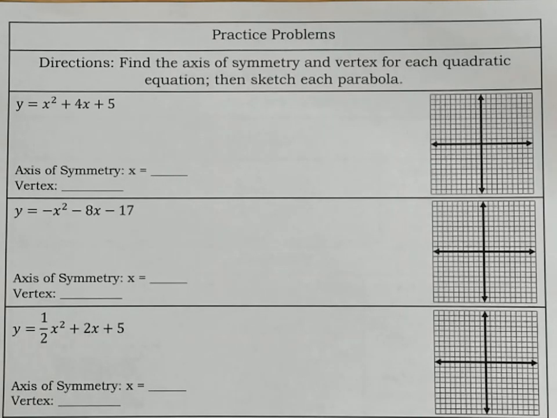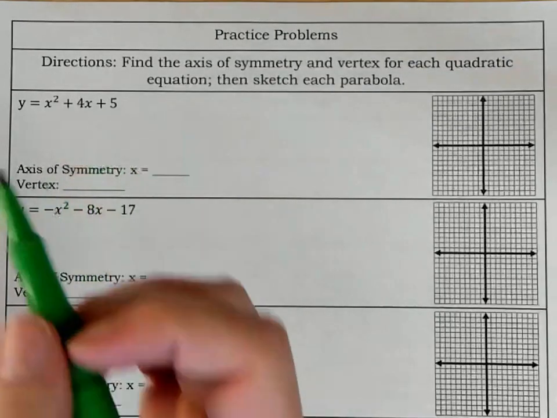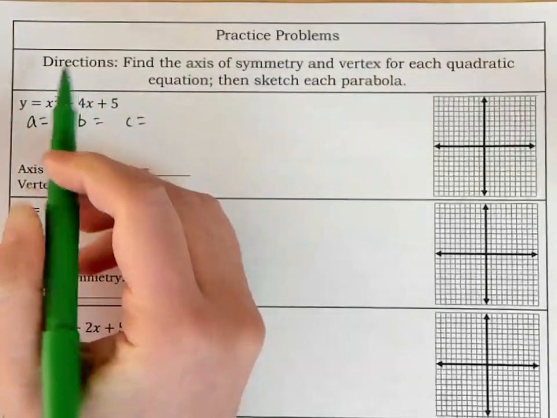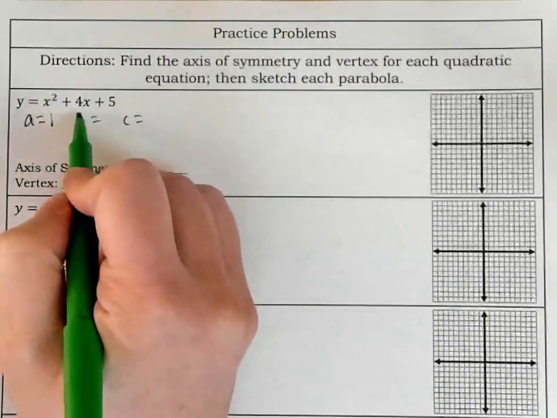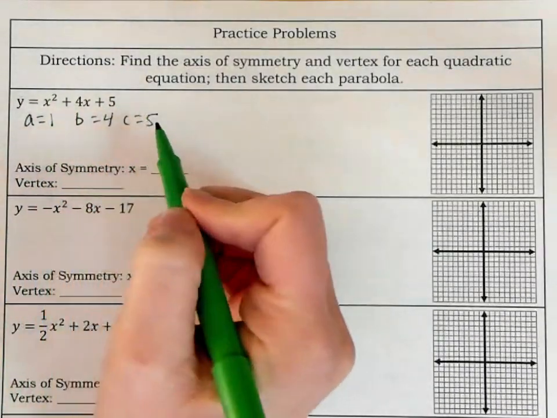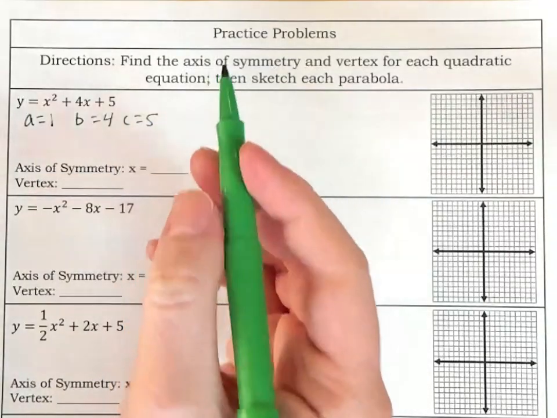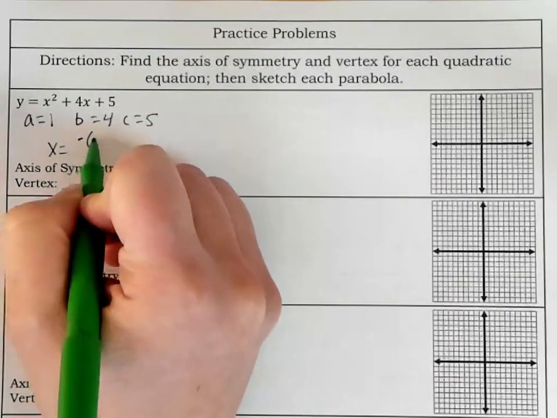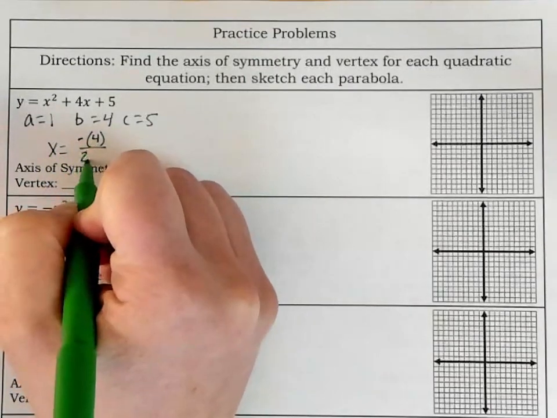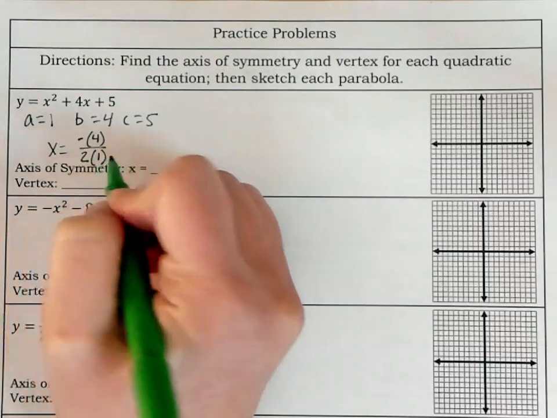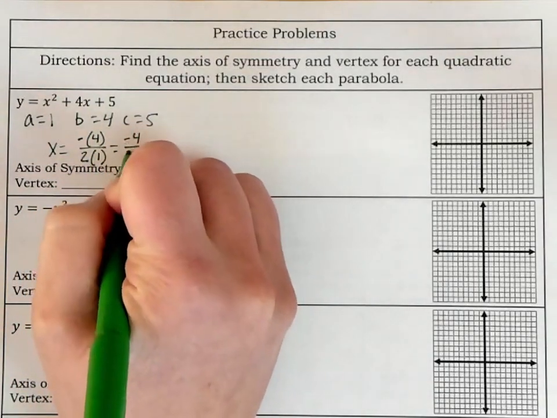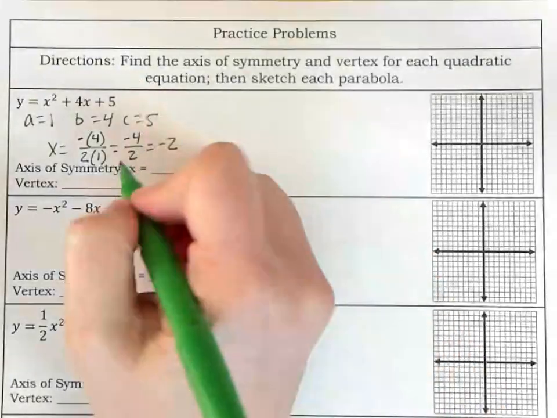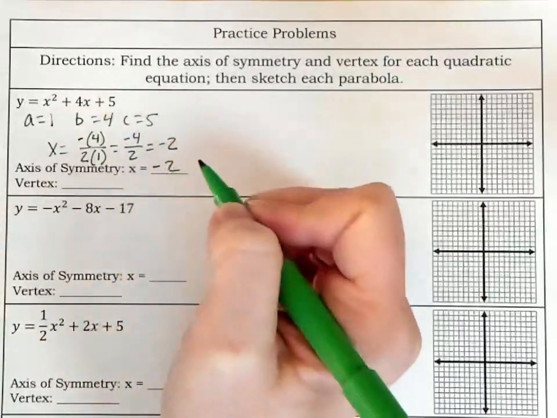So we have been given an equation. First thing we need to do is look at our A, B, and C values. So A is equal to 1, B is equal to 4, and C is equal to 5. So here we're going to go ahead and find our axis of symmetry first. So X is going to be equal to negative B, which is 4, divided by 2 times 1, which is our A value. So negative 4 divided by 2 simplifies to negative 2 on that one. So X is going to be equal to negative 2.